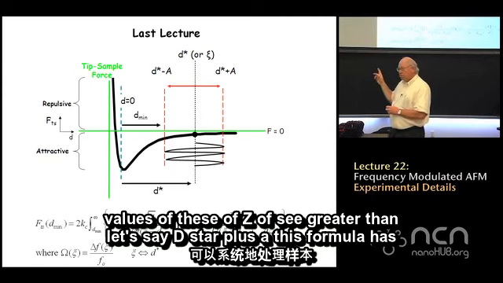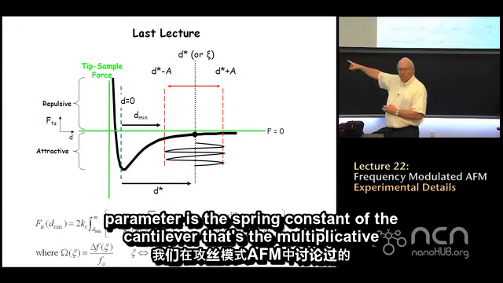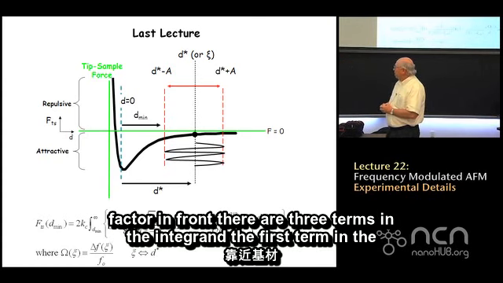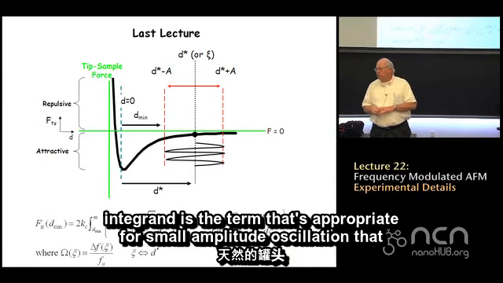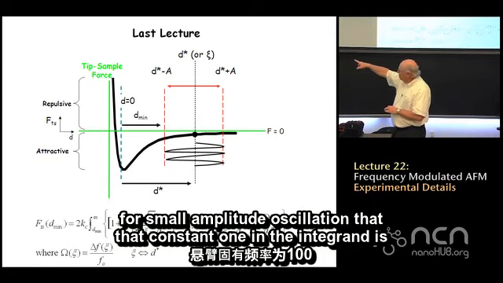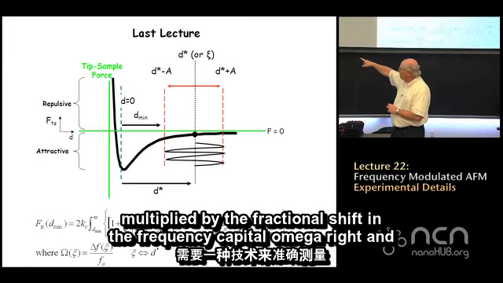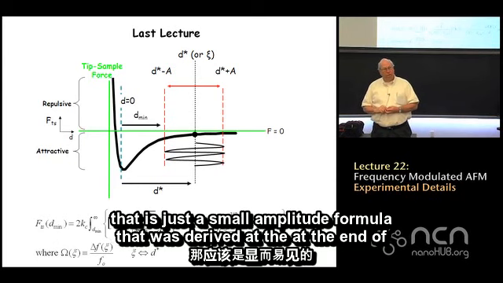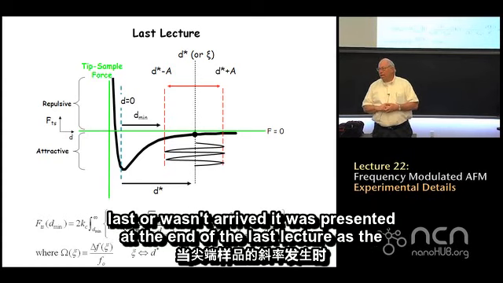Now this formula has a couple of important parameters. One parameter is the spring constant of the cantilever. That's the multiplicative factor in front. There are three terms in the integrand. The first term in the integrand is the term that's appropriate for small amplitude oscillation. That constant 1 in the integrand is multiplied by the fractional shift in the frequency, capital omega. And that is just a small amplitude formula that was presented at the end of the last lecture.